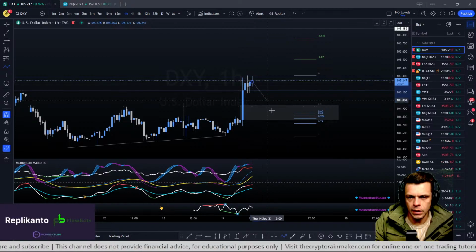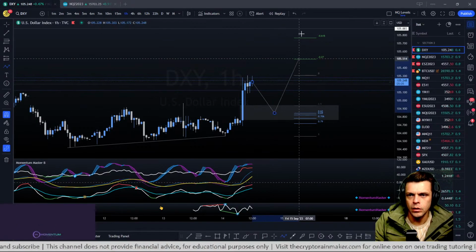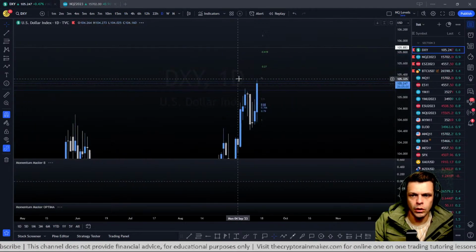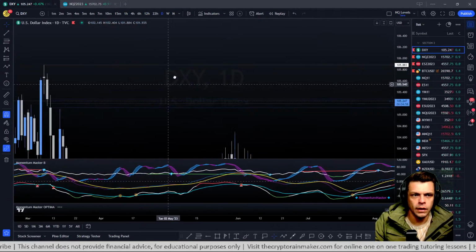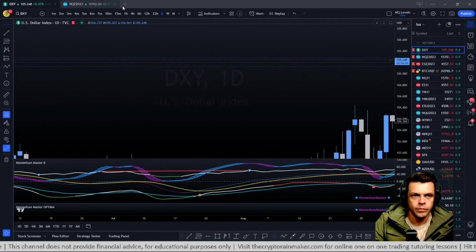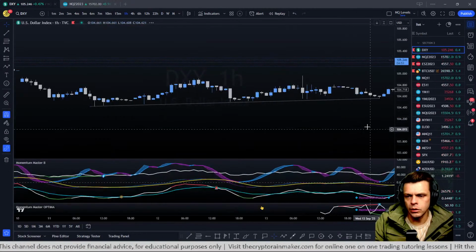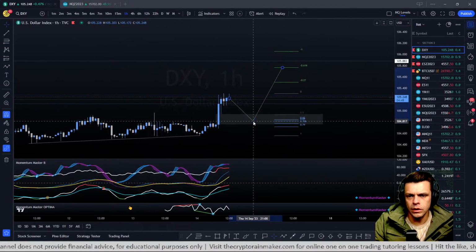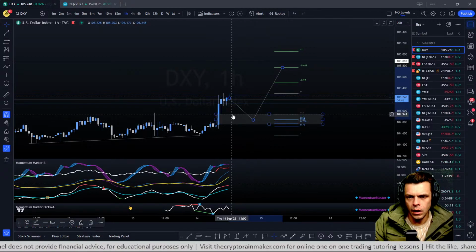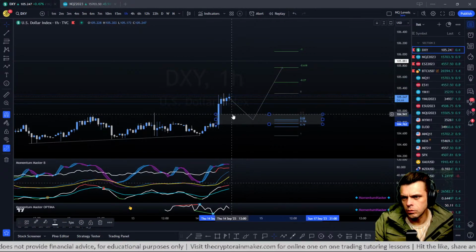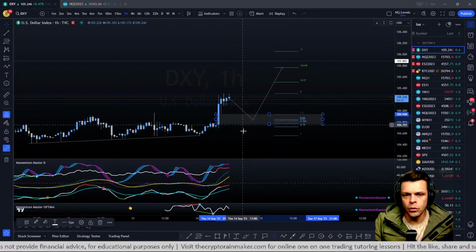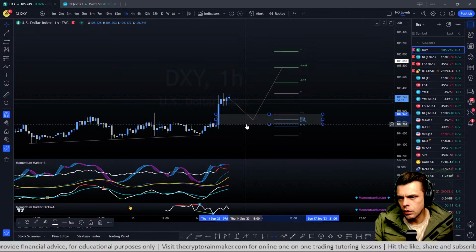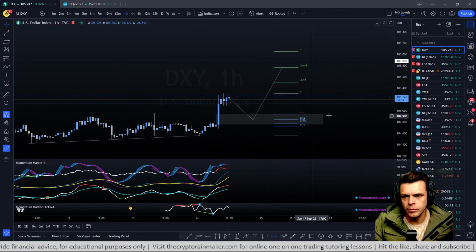So a retrace back into this area seems likely before potentially heading towards the draw on liquidity identified on the daily, that high right there. But looking at the 1 hour, it seems more likely we get the retrace into this fair value gap. And the high of the fair value gap is at 104.941. The low of the gap is at around 104.763.